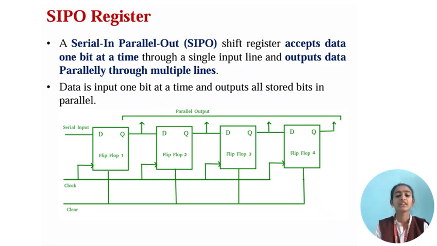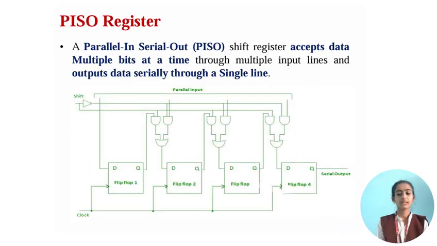There are four flip-flops connected to the clock pulse, with a serial input at D, and the Qs are connected as parallel outputs. We also see the clear inputs. Data is input 1 bit at a time and the output is stored bits in parallel. These accept data through a single input line and output data in parallel through multiple lines. These are SIPO registers.